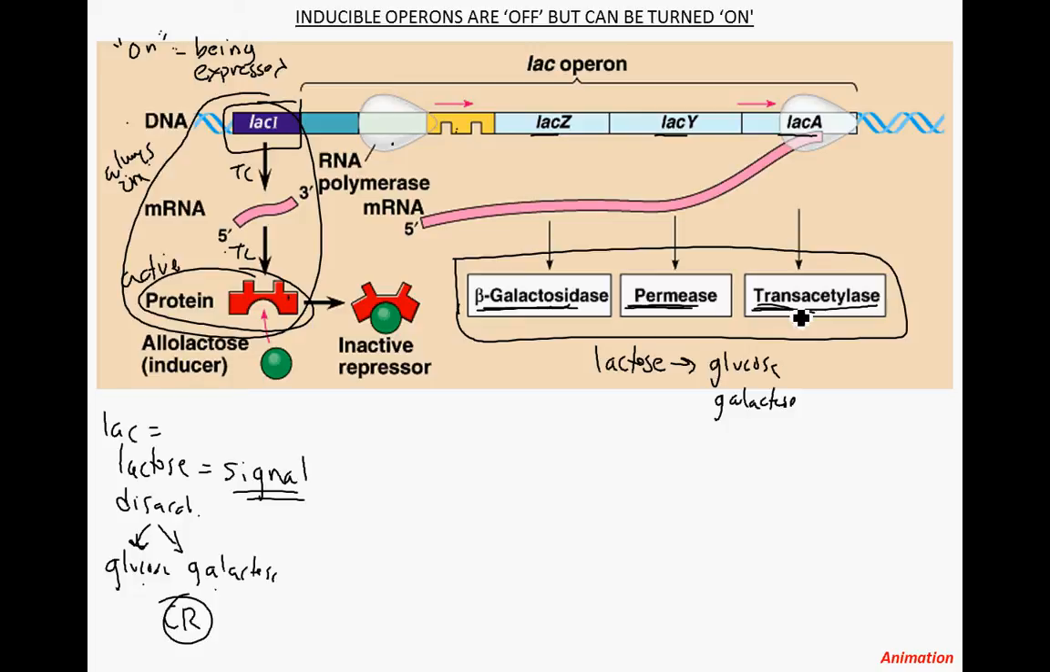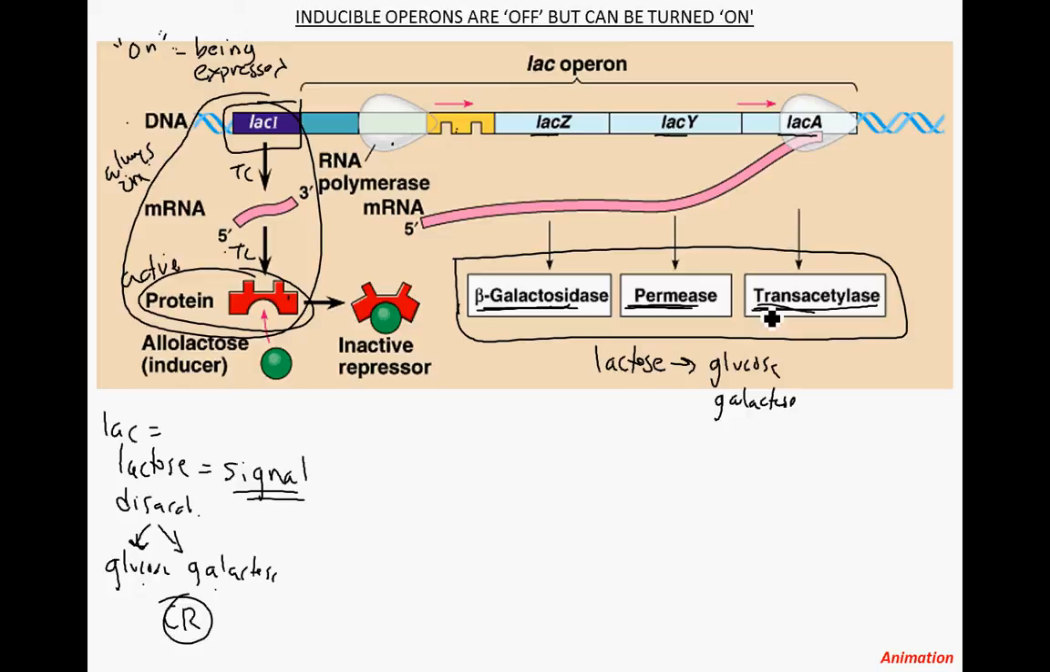So the cell is not going to want to, and this is anthropomorphizing it, the cell doesn't want to express lacZ, lacY, and lacA when there's no lactose present, because then you're just wasting energy doing this transcription and translation. You're wasting resources. You're making enzymes that you aren't going to do anything with because lactose isn't present.